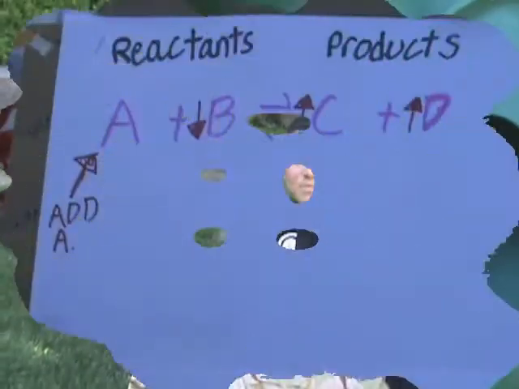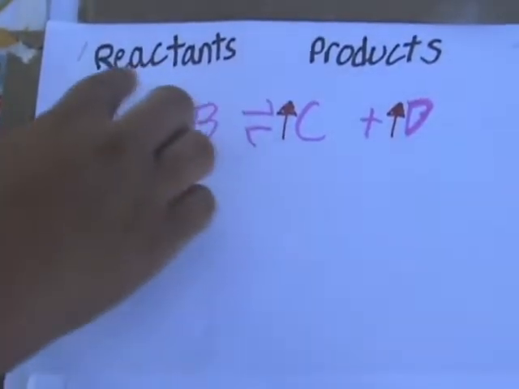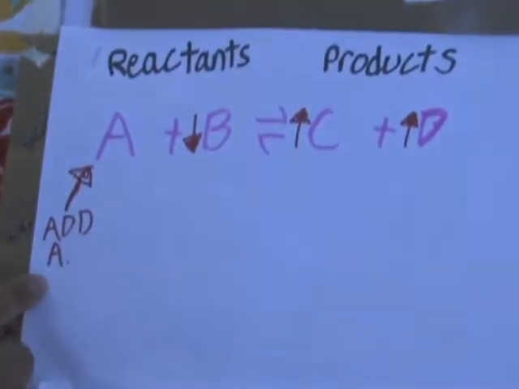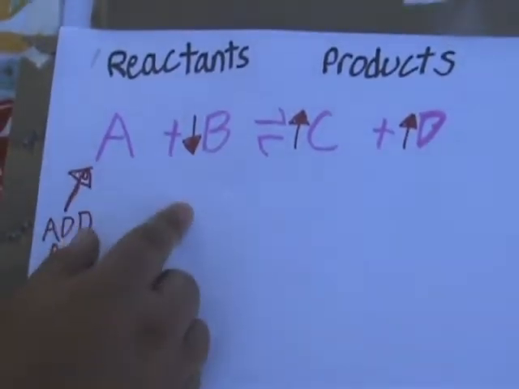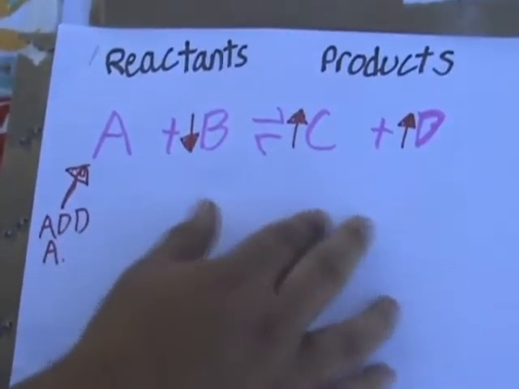Le Chatelier's principle. Here on this side we have reactants A and B, which are at equilibrium with the products C plus D. If you add more of the A, B decreases and the products C and D increase, which makes the products favored in this equation.